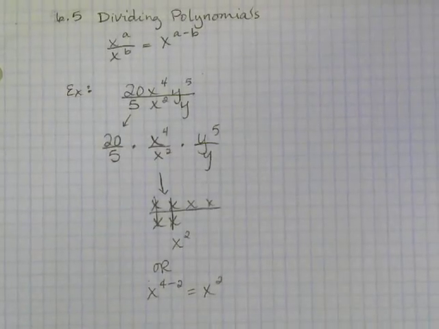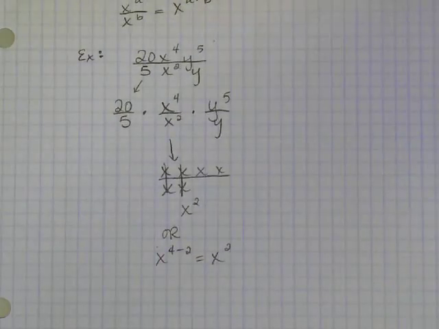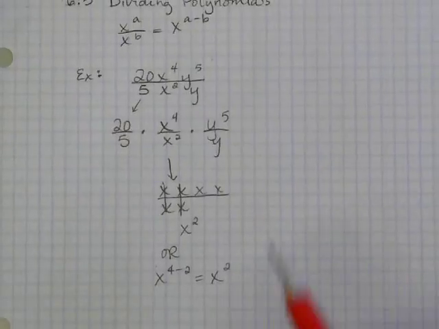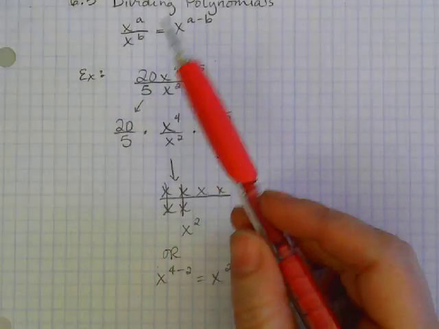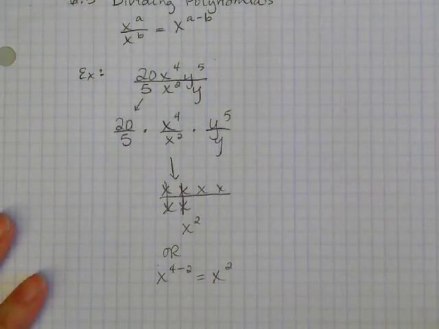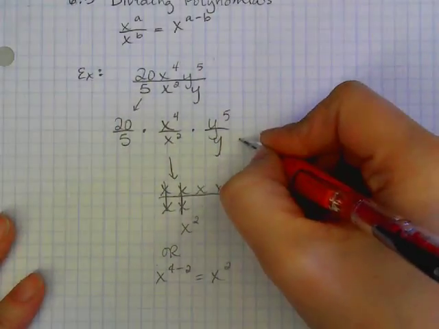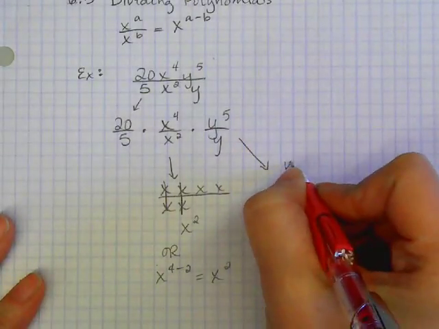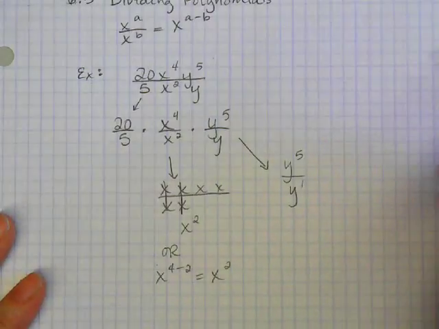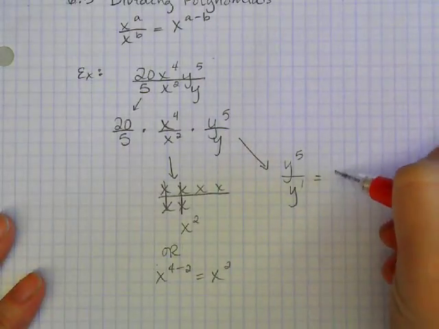So if I look at y to the fifth over y, that's technically y to the first. So 5 minus 1 is going to give me y to the fourth. And then what about 20 over 5? Those are the coefficients. I'm not dealing with them in exponent rules. I'm just going to either reduce the fraction if it can't be just divided. In this case, 20 divided by 5 is just 4. So when I wrap up my answer, this is going to be 4 x to the second, y to the fourth.